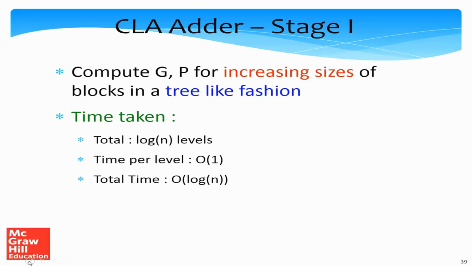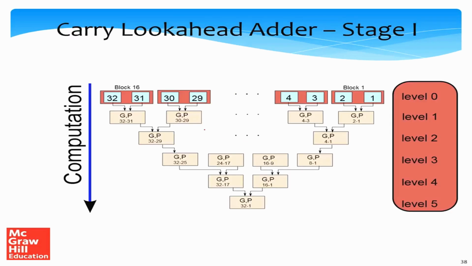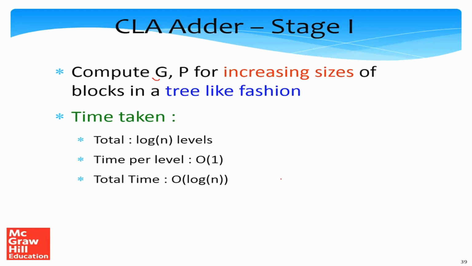Let us thus summarize the results of stage 1. In the carry look-ahead adder of this stage, we compute the generate and propagate (GP) functions for increasing sizes of blocks in a tree-like fashion. Going to the previous slide, we initially do it for small blocks of 2-bit pairs, 4-bit pairs, 8, 16 and 32. So assuming that there are n bits that we want to add, there are a total of approximately log n levels, log n to the base 2.